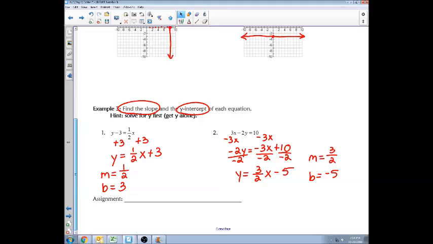Also, when you are working with your slope, you want to have a slope that will take you up and to the right, will take you to the right of your y-intercept, and a slope that will take you to the left of your y-intercept. Just be careful when you're switching those signs.